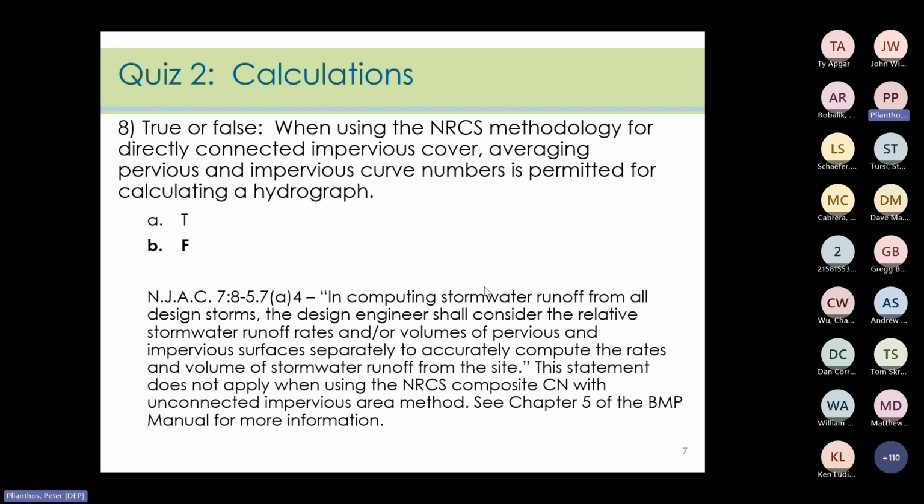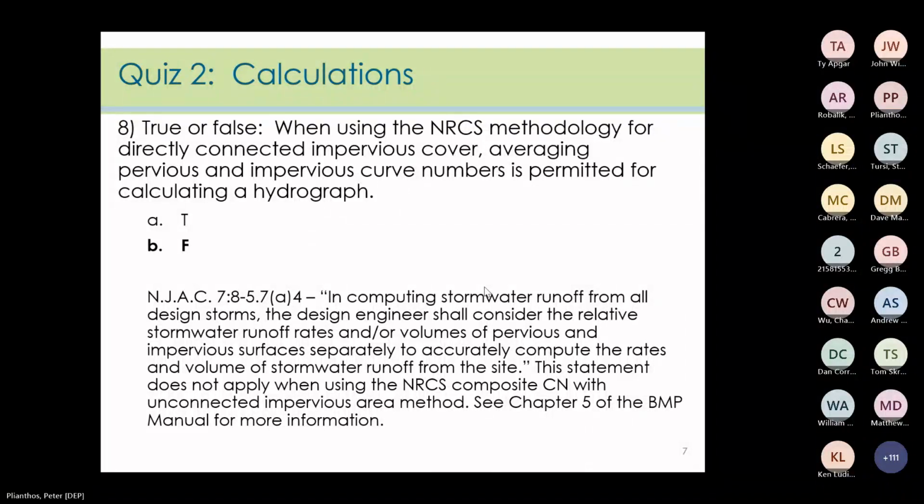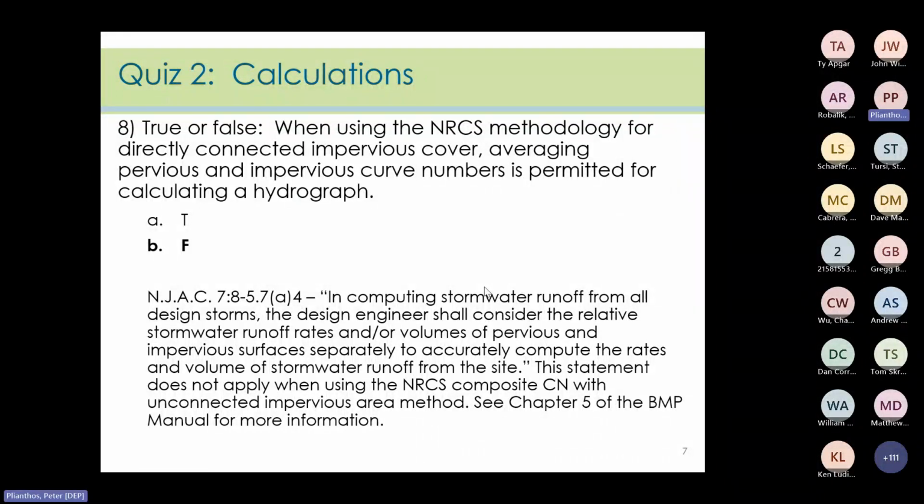Here's a quote from N.J.A.C. 7:8-5.7(a)4. In computing stormwater runoff from all design storms, the design engineer shall consider the relative stormwater runoff rates and/or volumes of pervious and impervious surfaces separately to accurately compute the rates and volume of stormwater runoff from the site. This statement does not apply when using the NRCS composite curve number with unconnected impervious area method. See Chapter 5 of the BMP manual for more information.